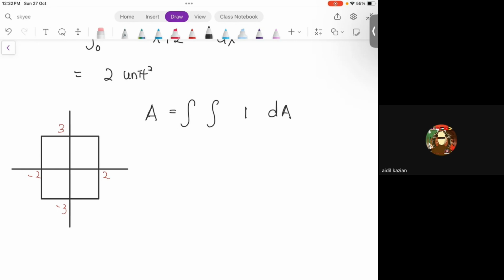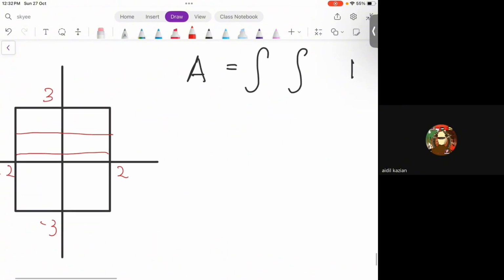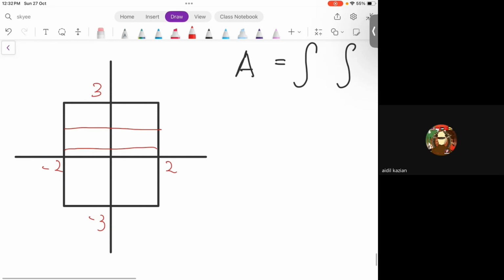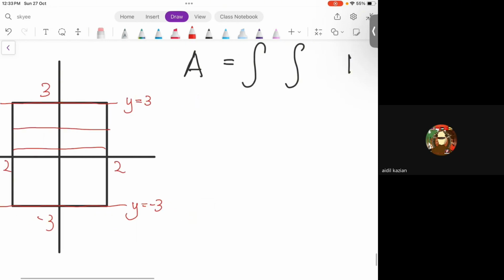Let's use a horizontal streak. When I say I want to use a horizontal streak, it means I build a horizontal line over here, and I can move it up. When I move up, I will stop here, where y equals 3. And when I move down, I will stop here, where y equals negative 3. So my dy is from negative 3 to 3.